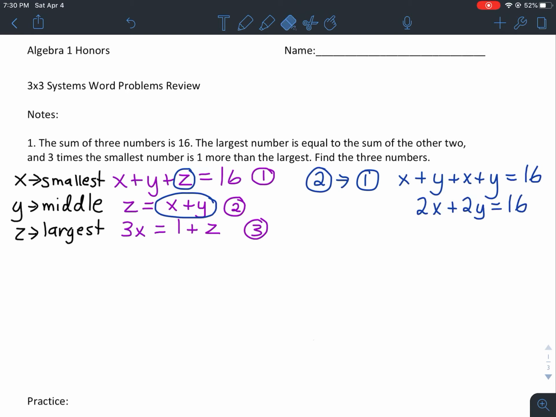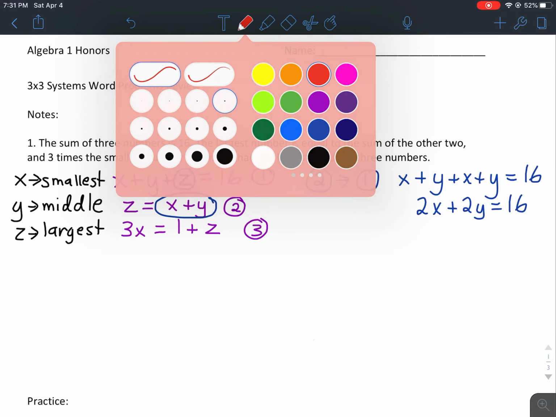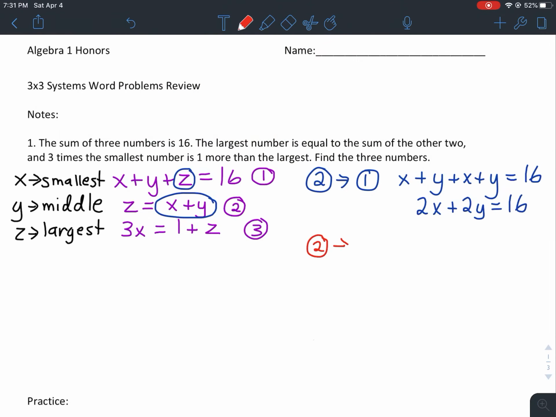But if I look at equation 3 right now, I notice that it's in terms of x and z, but I want it in terms of x and y. So what I'm going to do is make another substitution, and I'm going to take equation 2 and substitute that into equation 3. Remember, when you're solving 3x3 systems, you have to eventually use all three equations. So I'm going to take equation 2 and plug that in for z in equation 3. So when I do that, I have 3x equals 1 plus z, but remember, we're replacing z with x plus y.